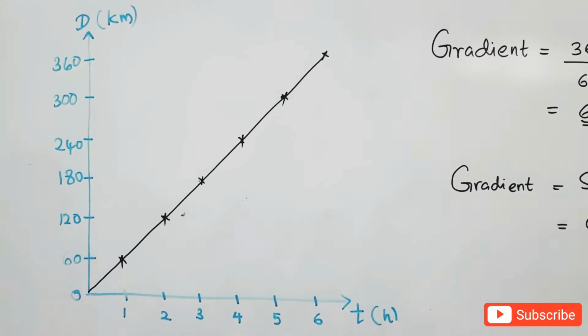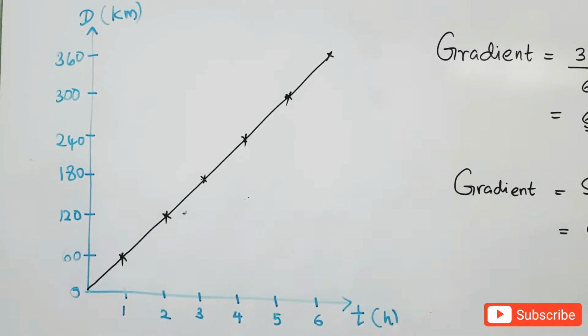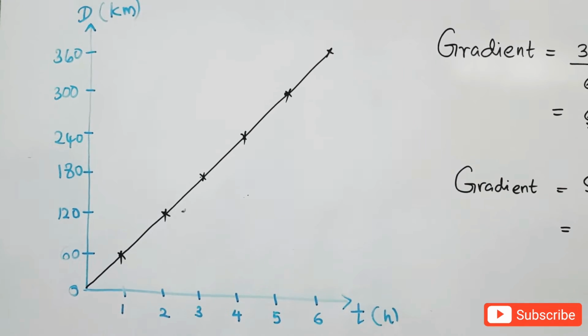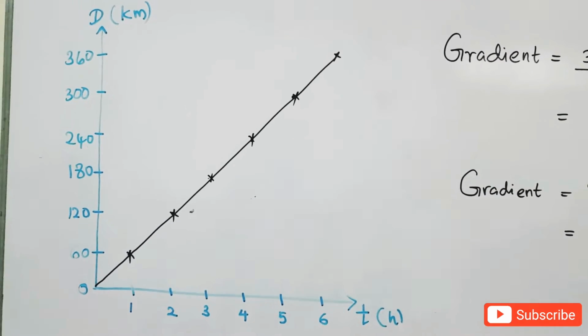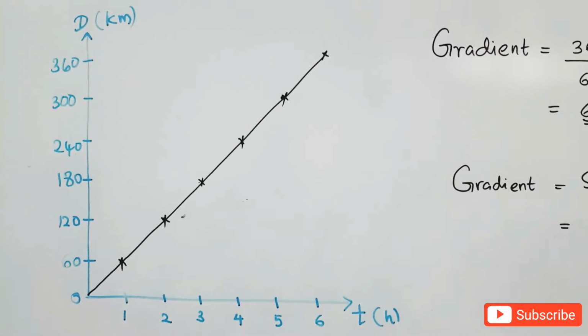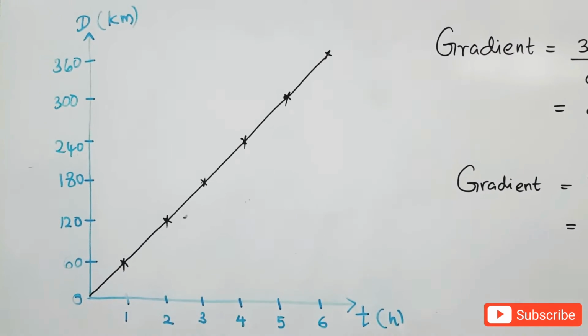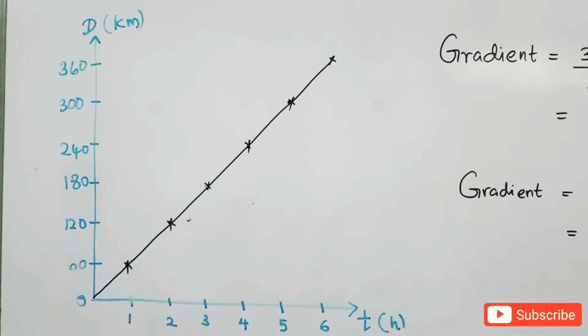Let's come to the question number 1. It says the following table provides information about the distance traveled by a car moving at a uniform speed along a highway. The times are given in the table. So accordingly, question number 1: draw the distance time graph for the above information.